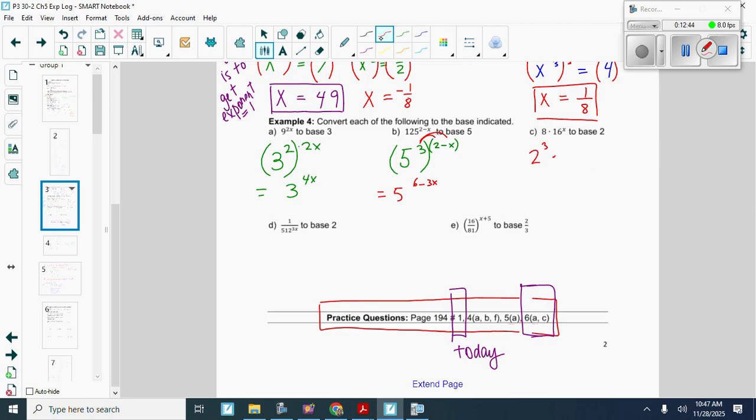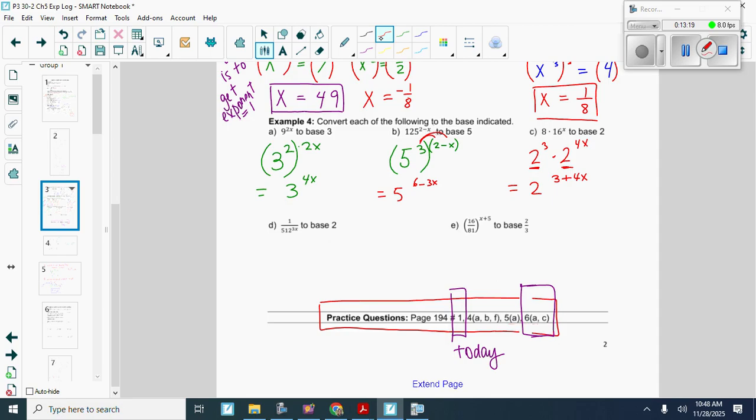What about 16? What is 16? 2 to the power of what? Okay. And then don't forget the 16 had an x, so we have to keep the x there. Okay, guys, now we have the same base. What happens when we multiply the same base? What do we do to the exponents? We add them. Okay? So it's going to be 3 plus 4x.